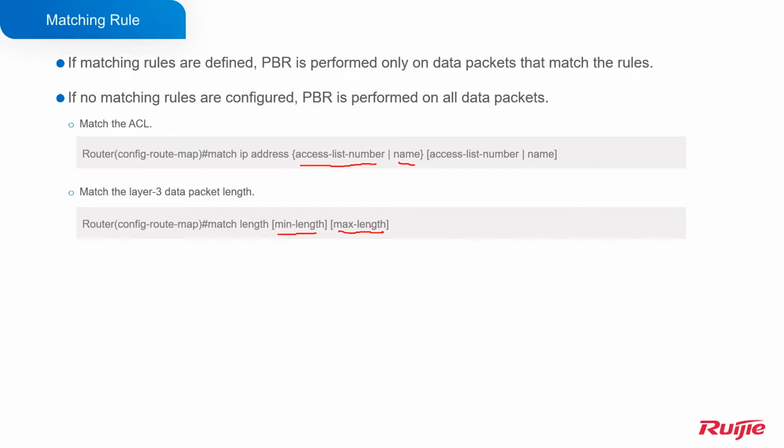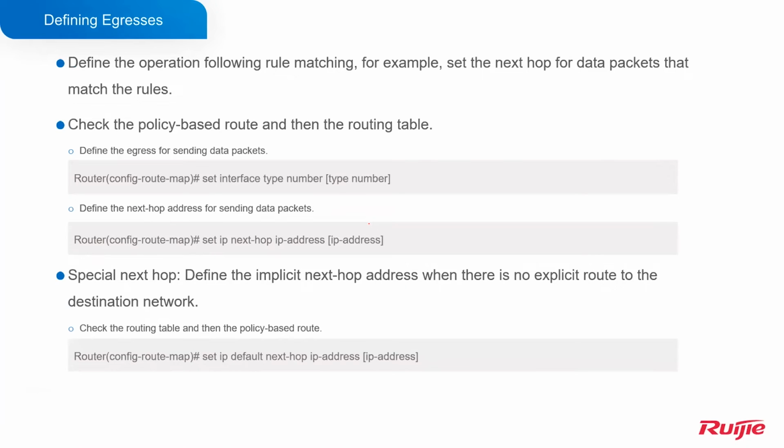And next, after knowing the matching rule, next is about the egress. Define the operation following rule matching. For example, set the next hop for data packets that match the rule, or check the policy-based routes and then the routing table. If we want to define the egress for the data packets, you can see set interface followed by type and number. For example, set interface GE0/0/1, GE0/0/2. Okay, or you can use set ip next-hop followed by the IP address to set the next hop of this packet.